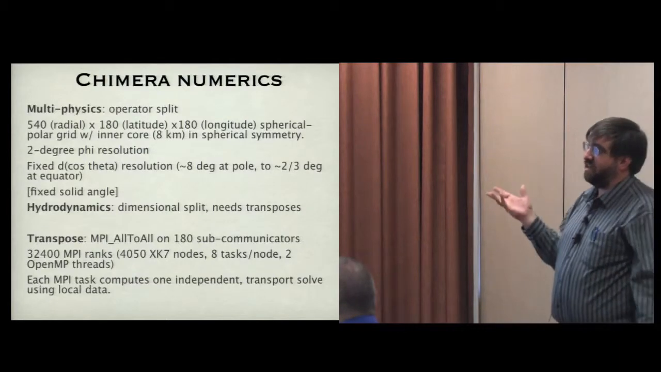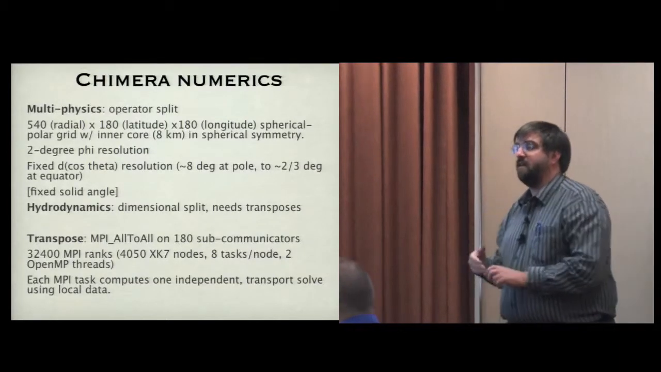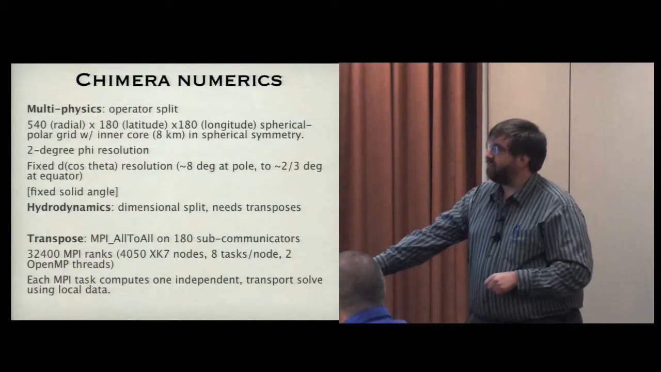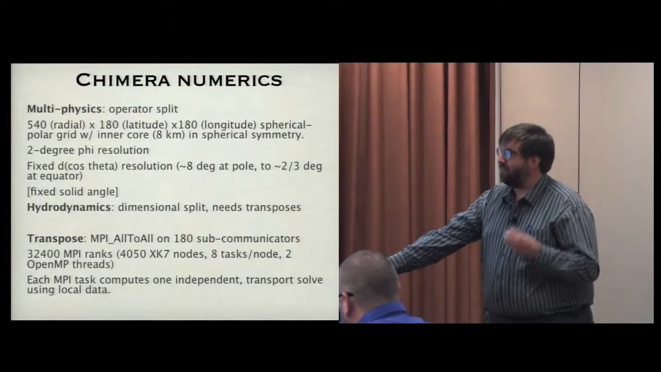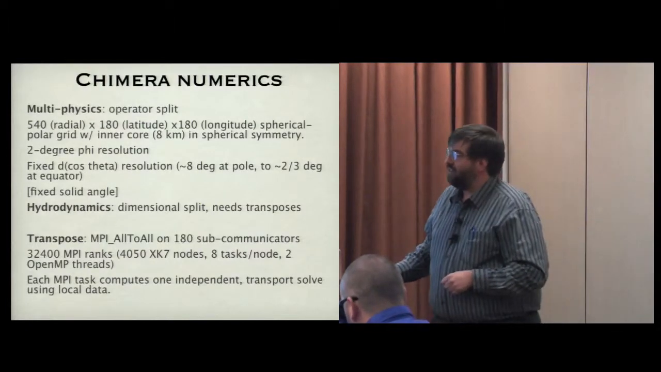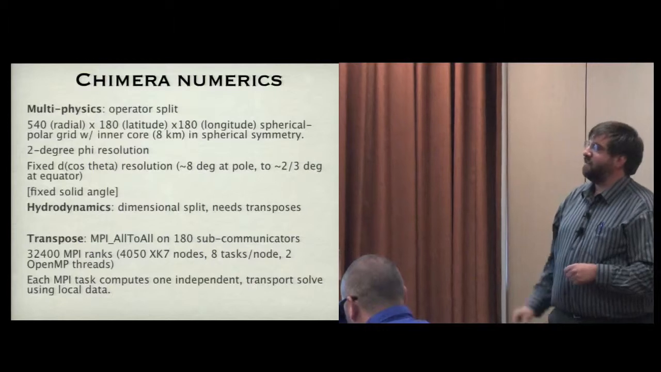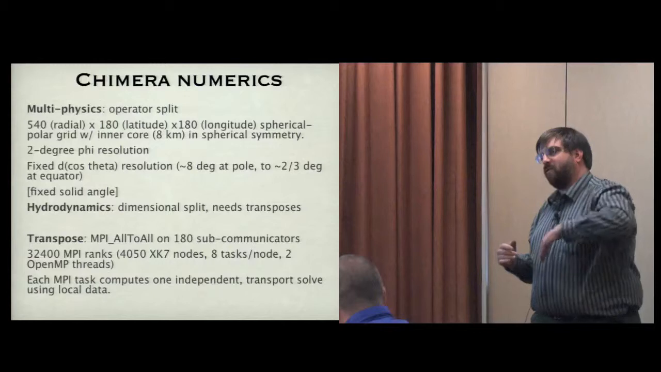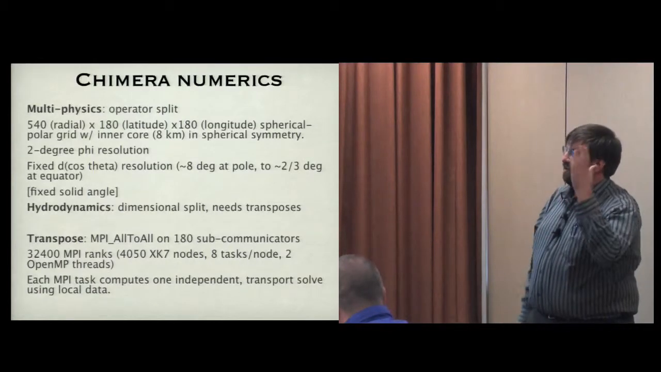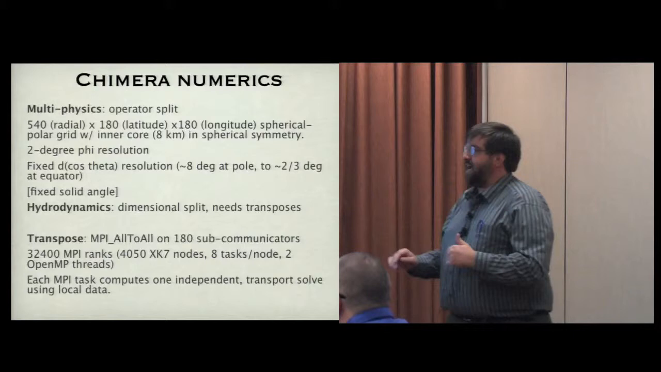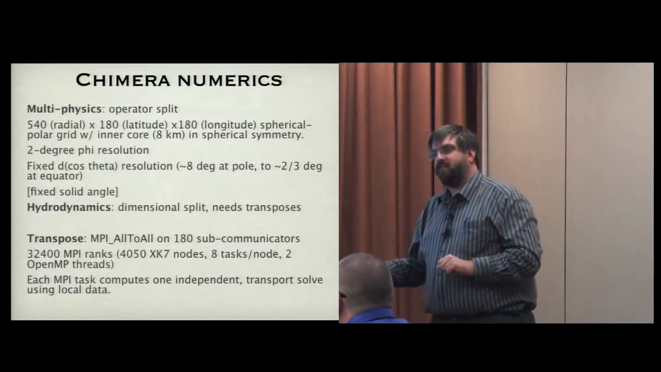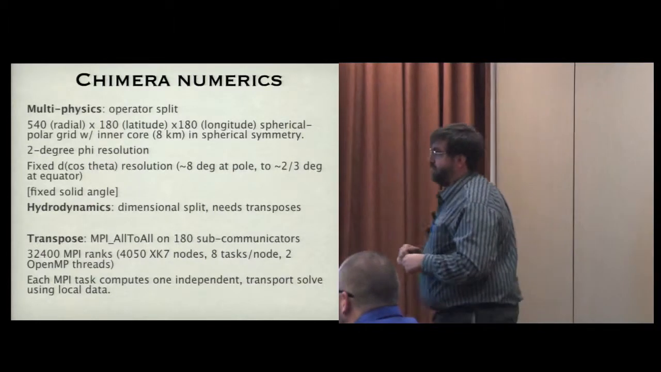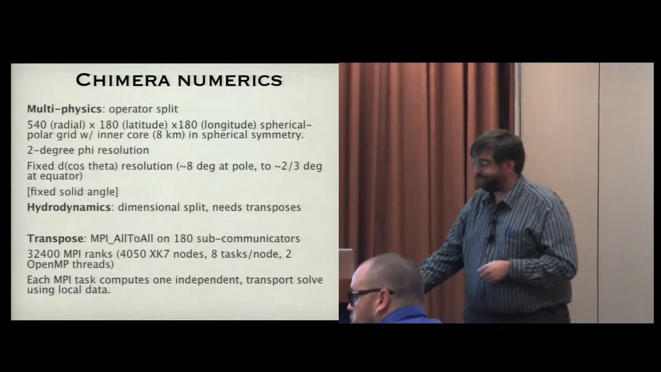For the simulation I'm going to show you today, it's 540 radial zones and then 180 in theta and phi. It's a spherical polar grid, and we sphericalized the inner core to help constrain our time steps and keep them from becoming too tiny. This is just a uniform resolution around the equator, 2 degrees. And to also control the Courant condition, we've implemented a grid that's uniform in the cosine of theta. This gives us a couple of fairly wide zones at the pole, but good resolution in most of the rest, as low as 2/3 of a degree. This turns out to be a fixed solid angle grid.